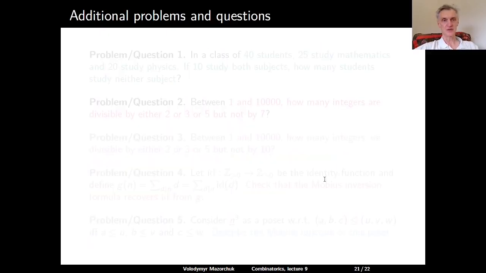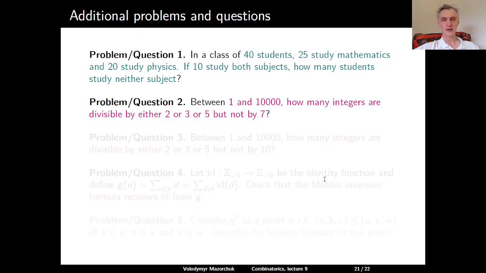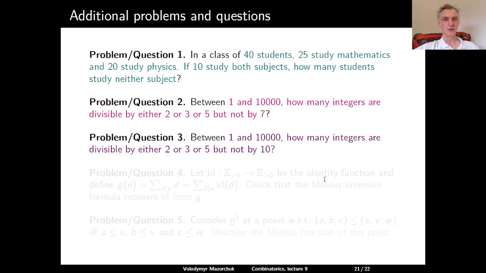Additional problems and questions. Question 1. In a class of 40 students, 25 study mathematics, 20 study physics. If 10 students study both subjects, how many students study neither subject? Question 2. Between 1 and 10,000, how many integers are divisible by either 2 or 3 or 5, but not by 7? Question 3. Between 1 and 10,000, how many integers are divisible by either 2 or 3 or 5, but not by 10?